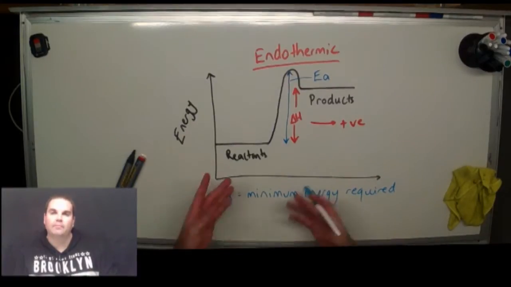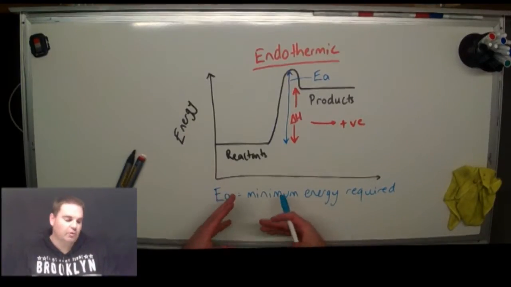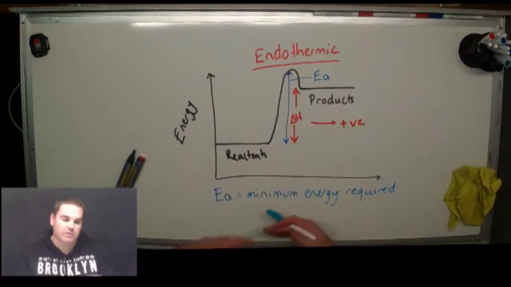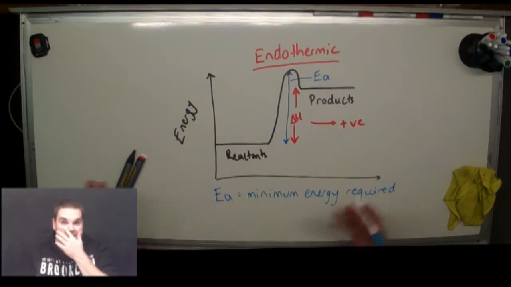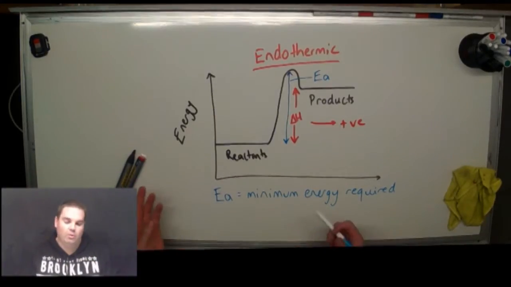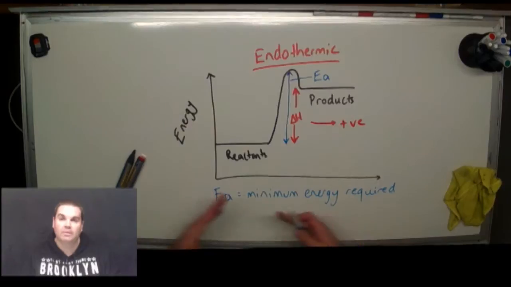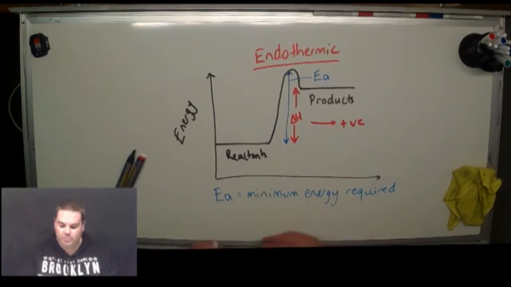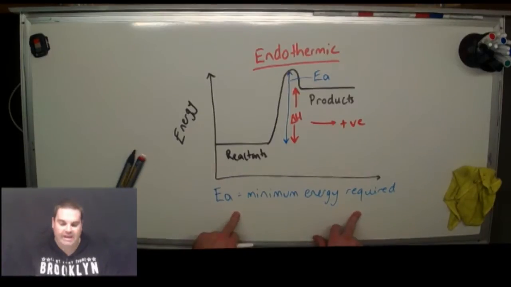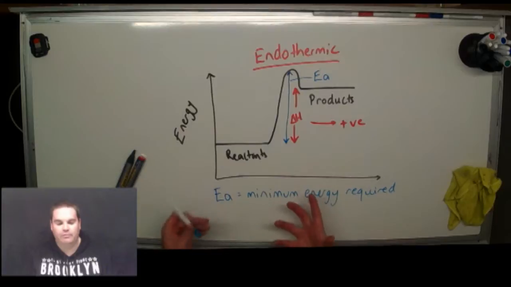This is why a lot of reactions require you to heat them or expose them to light or do something to actually get them going. We don't just have lots of chemical reactions going all by themselves all over the place. We normally need to put in some energy in order to get a reaction occurring. That energy we need to get the reaction started is called our activation energy. So that's an endothermic profile.